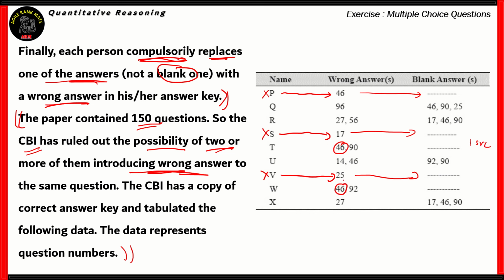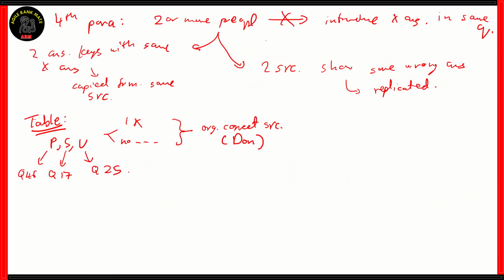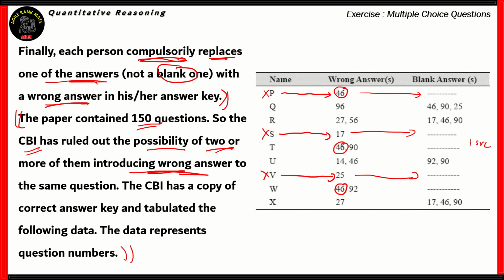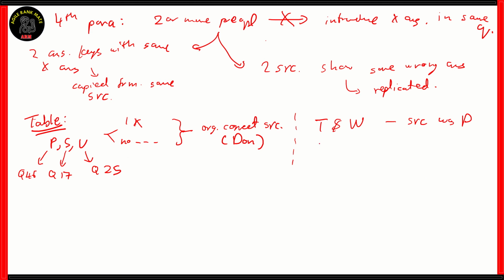However, they have the same wrong answer. That's question number 46. So therefore, they had to have a source which used question number 46 as incorrect, and that means that the source for T and W was P. So for T and W, their source was P, because we were able to see that the same question number, that is 46, was made incorrect.